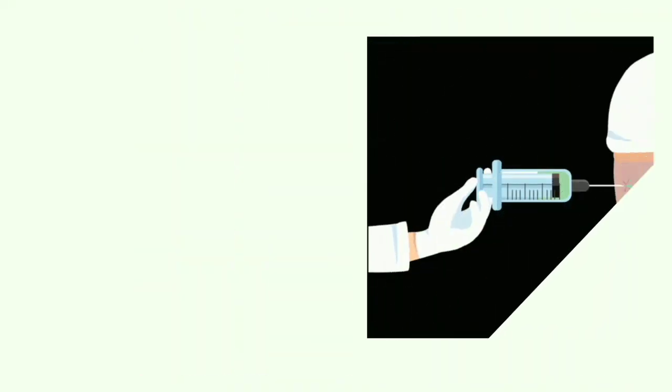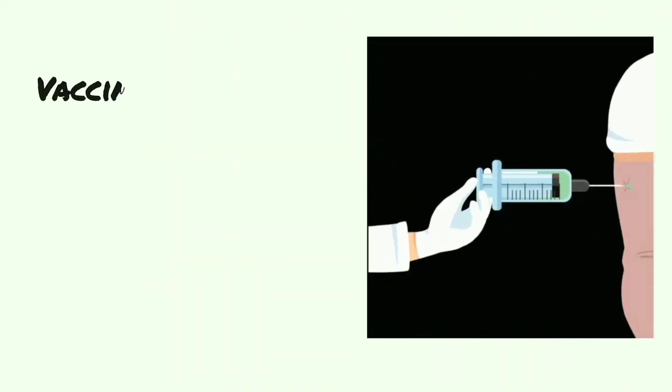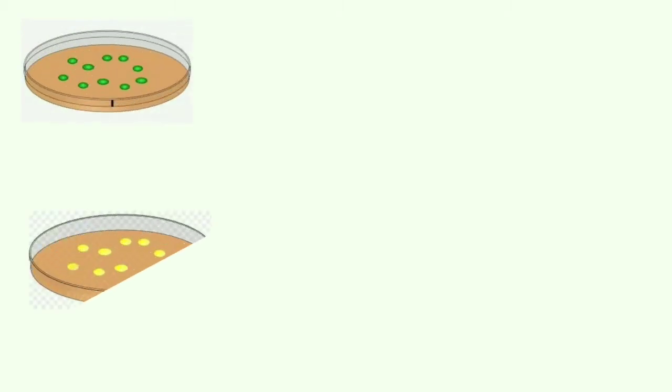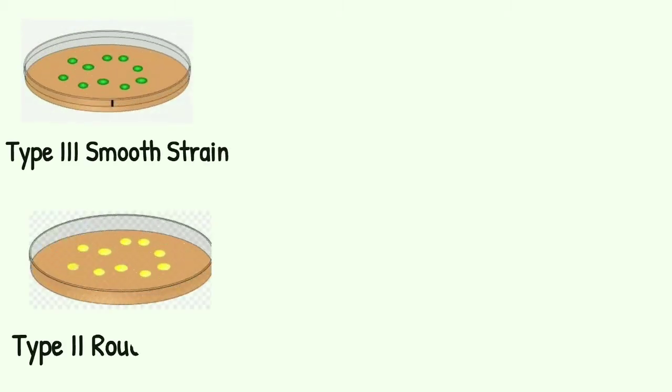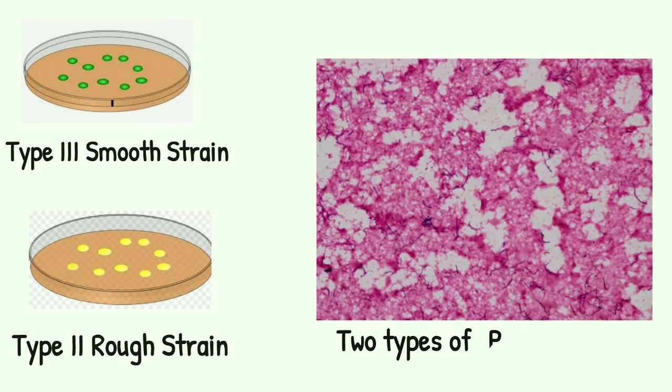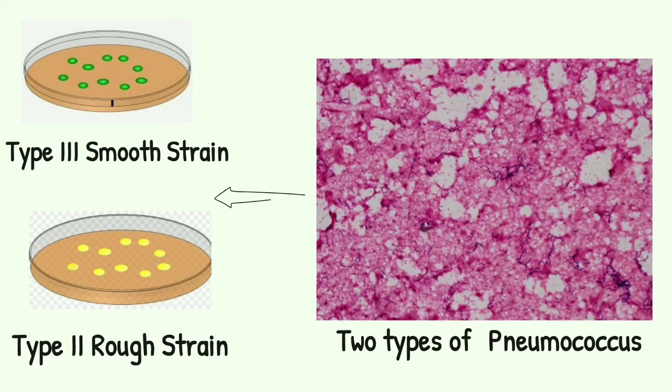Pneumonia was a serious cause of death, so he was studying the possibility of creating a vaccine against pneumonia. Streptococcus pneumoniae has two types of strains, smooth strain and rough strain. He used these two strains of pneumococcus bacteria, which infect mice.